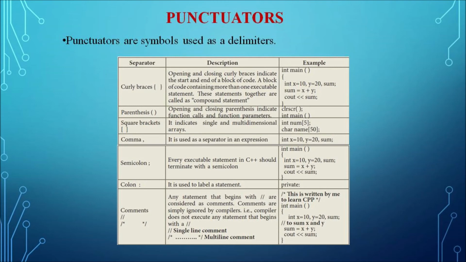The first one is the curly braces. The curly brace is mainly used to indicate the start and end of a particular block. For example, here you see the example int main. It is the function name. Main is a function. So int main, int means integer.